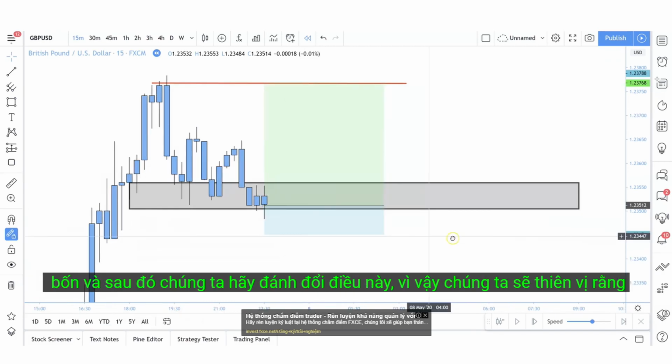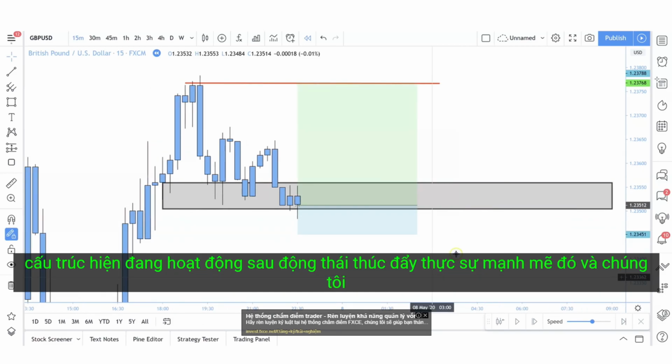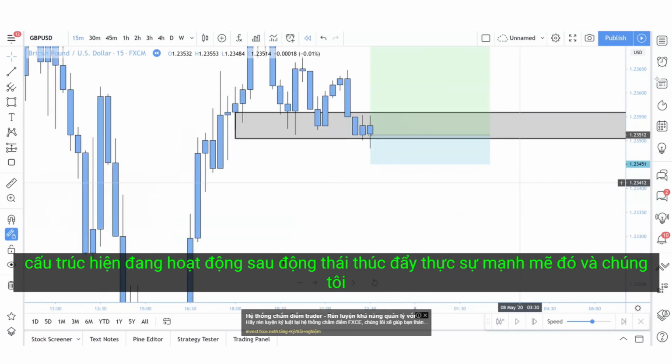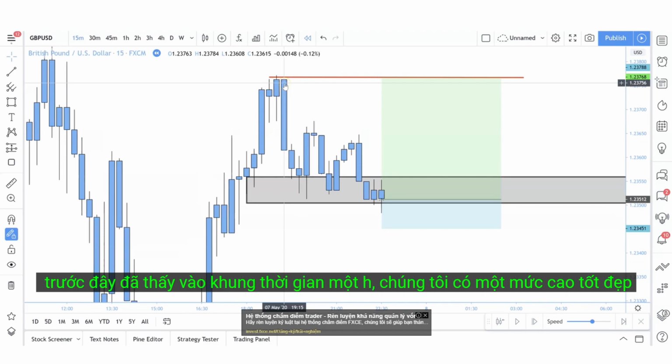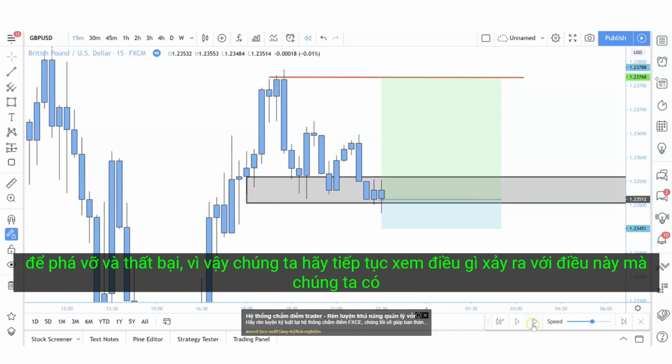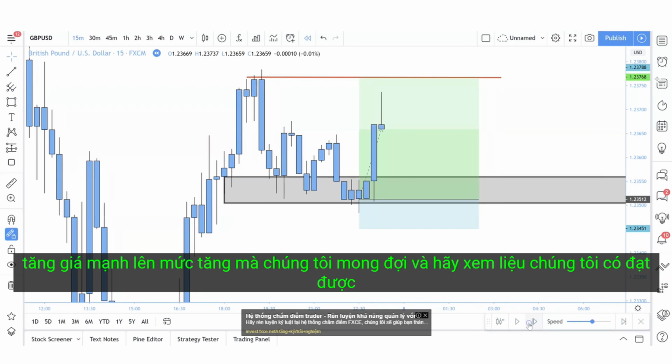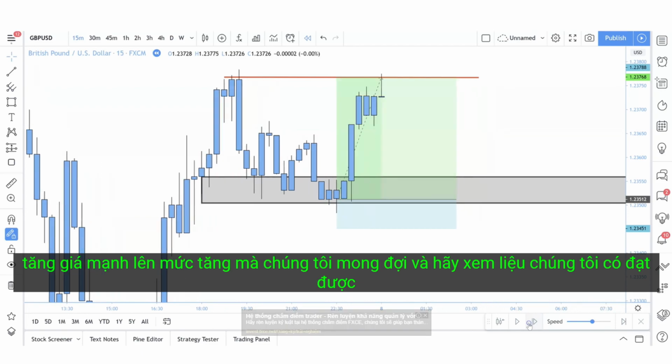So we're going with the bias that the structure is now up after that really strong impulse move that we previously saw on the 1H time frame. We have a nice higher high created, a level created in the market being respected, and evidence of trying to break and failing. So let's continue to see what happens with this. We have strong bullish pressure to the upside, which we expected. And let's see if we hit take profit. Finally, we hit take profit.